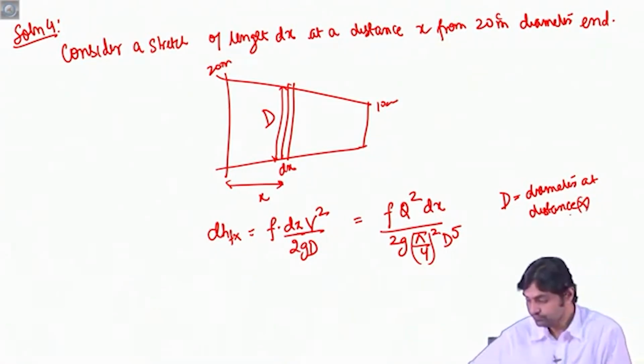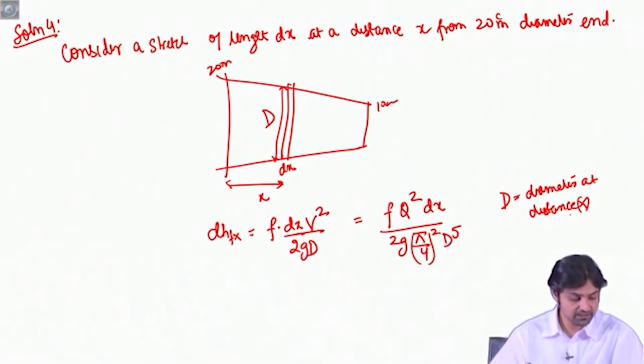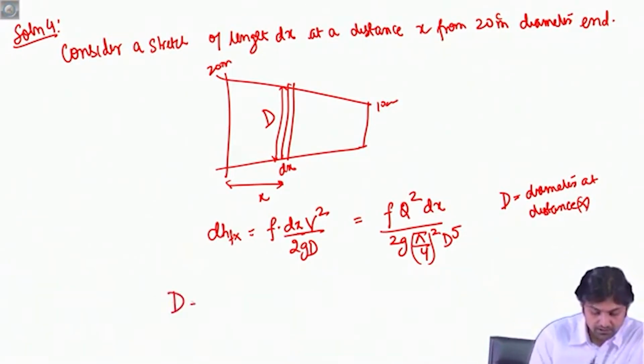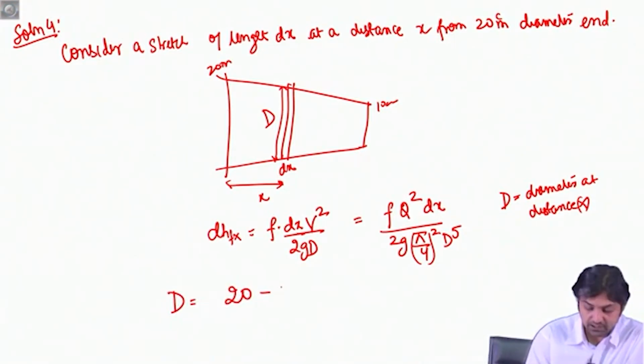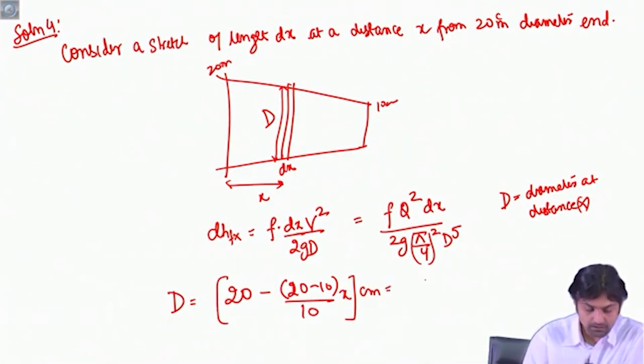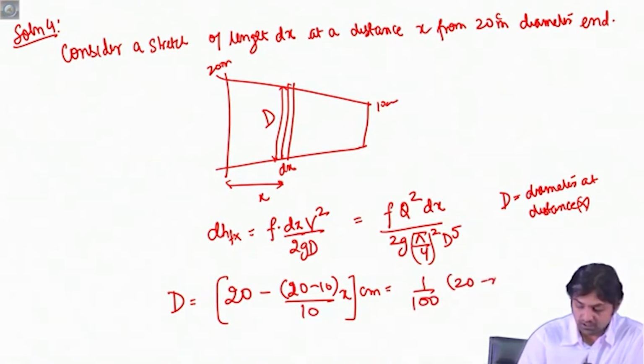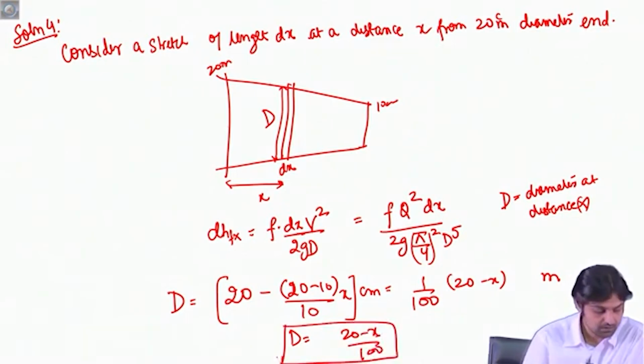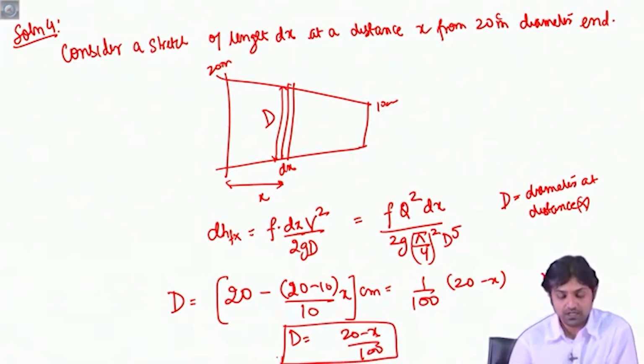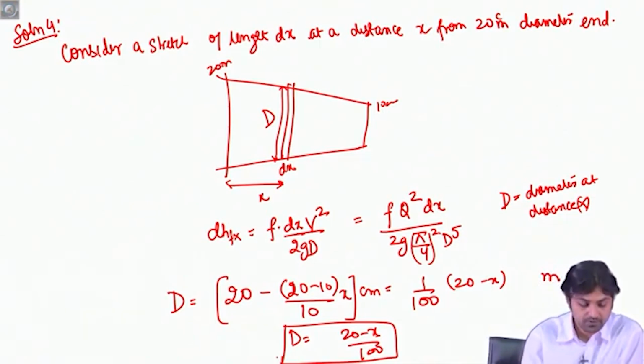All right. So, we need to find what that d is, and d can be written as, see, it will be varying from 20 centimeter. All right. So, we can write, to convert into meter, 1 by 100, and this will come 20 minus x in meters. This is the diameter.